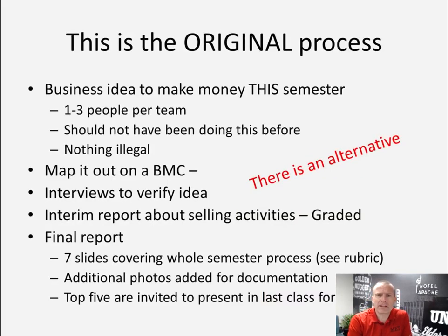So the project for the class, I'll explain the original process and then an alternative. In the original process, you come up with an idea that you think that you could actually implement during the semester. You can work with 1 to 3 students on that idea. It should be something that's kind of new, nothing illegal, of course. You map it out on the business model canvas, go and do interviews to help refine, to see if this is actually a problem that people are having, and then you go out and try to sell. An interim report and then a final report about your efforts to sell, and you gather a lot of data to be able to gain insights about the business model.